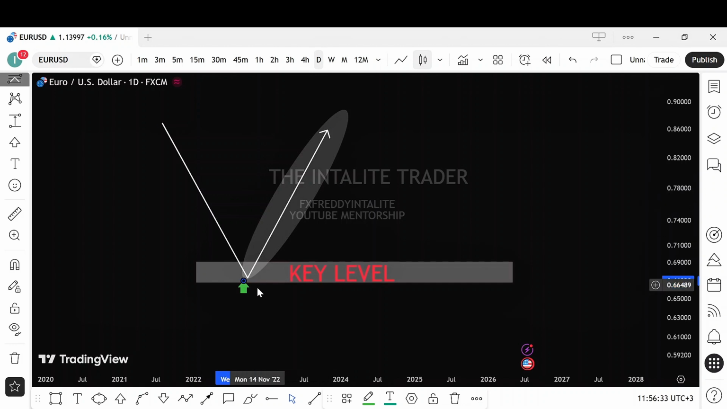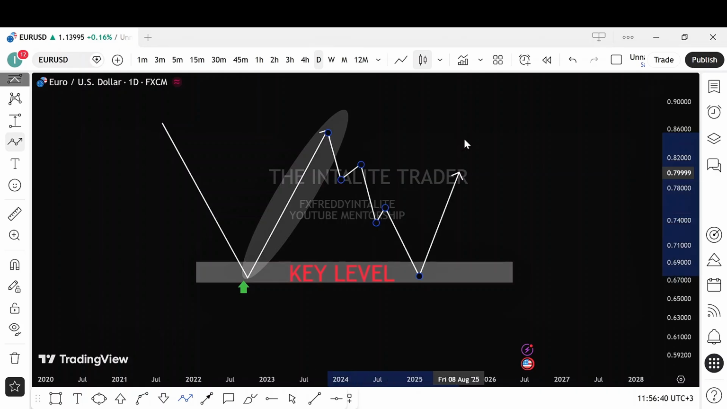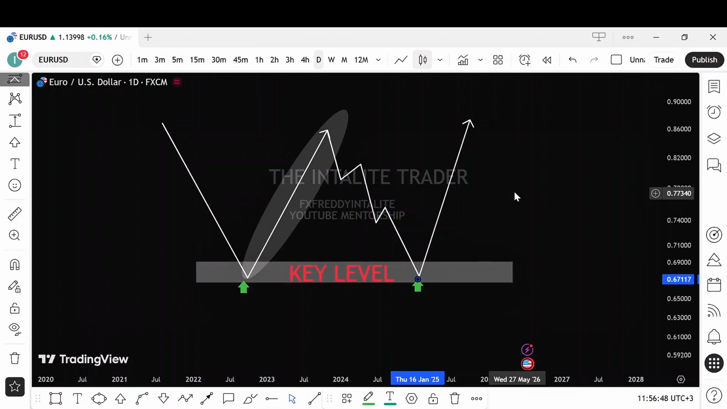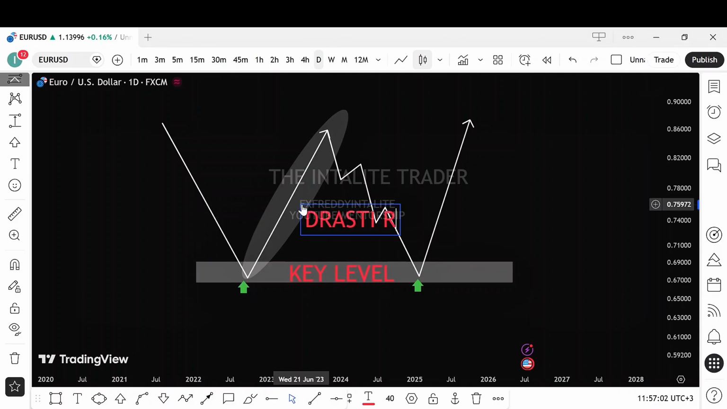So that means when price comes back into this same level, there are possible trade opportunities you will look for. So you look for possible trade opportunities and trade with the level. So this one is called a drastic move away, drastic reversal. The move away was very strong.